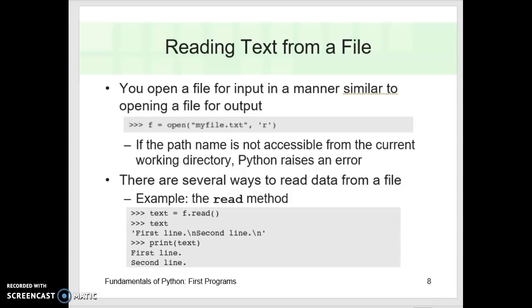Okay, so 'w' is to write, but 'r' is to read. When you open a file for input, because you want to get something from it, you use the same command except you use 'r'. If the path name is not accessible, it will give you an error. This time the file has to exist. So we could say text = f.read, and that will show whatever is in there. The read method pulls out exactly what is in there as a string literal. Then when you use the print function, it will actually use escape characters like \n to go down to the next line.